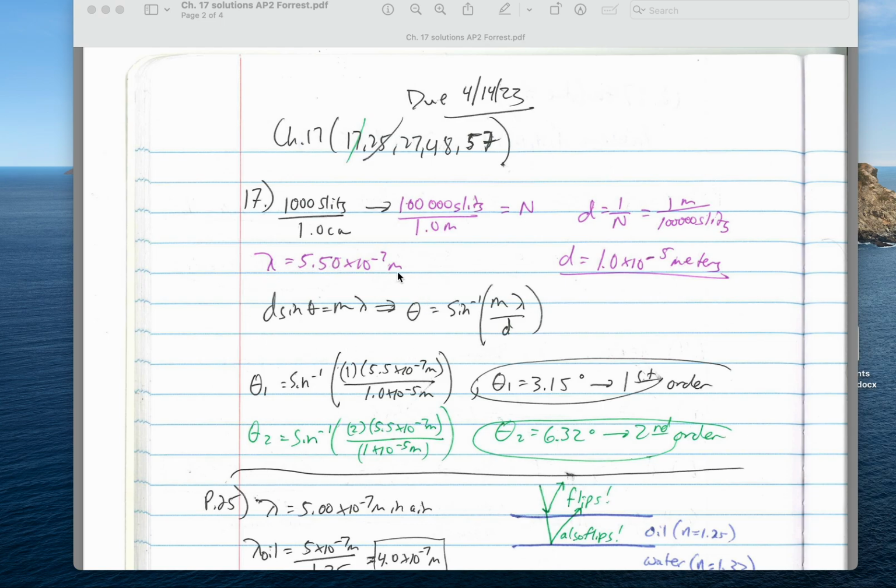So we could end up doing this, getting our angle. For the first order, we would have 3.15 degrees. Second order, close to double that, 6.32 degrees.